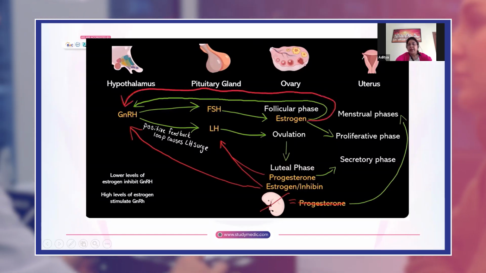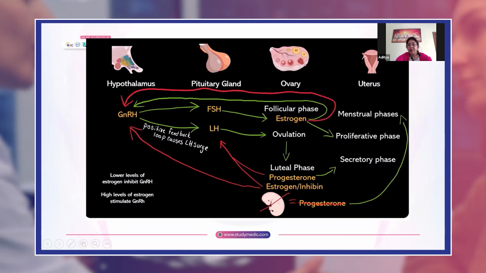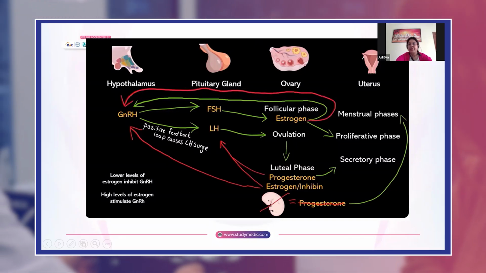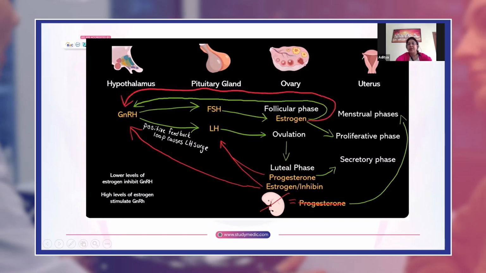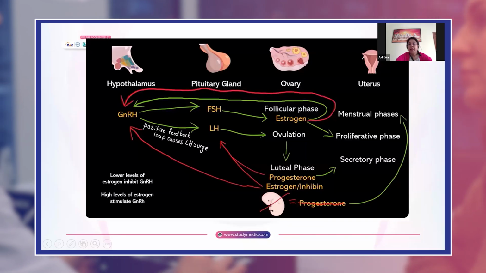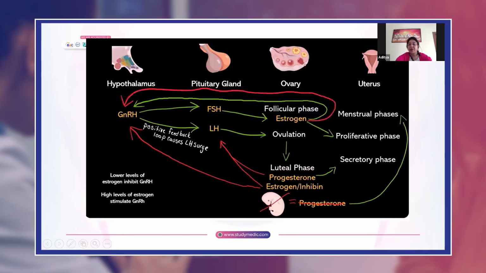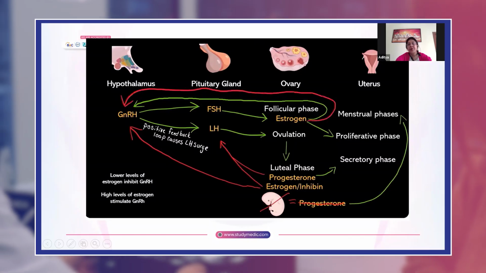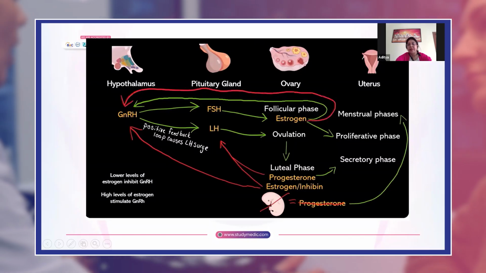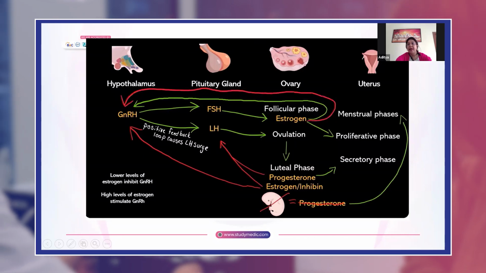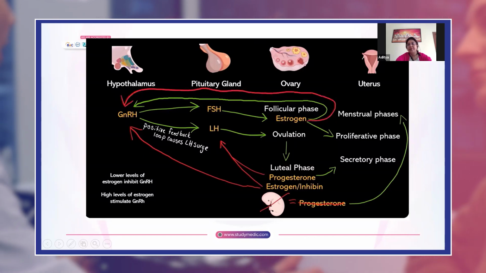This not only brings the secretory phase on the endometrium but also starts inhibiting GnRH, FSH, and LH. So there is no next follicle, no follicle forming, no LH. If fertilization doesn't occur, the corpus luteum degenerates and there is a drop of all the hormones. That is, progesterone and estrogen fall, and that initiates the menstrual cycle.